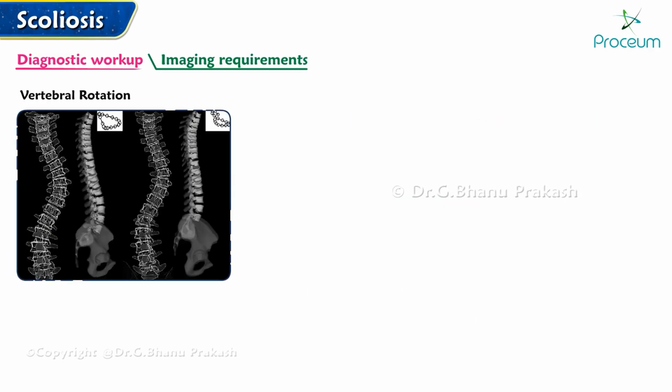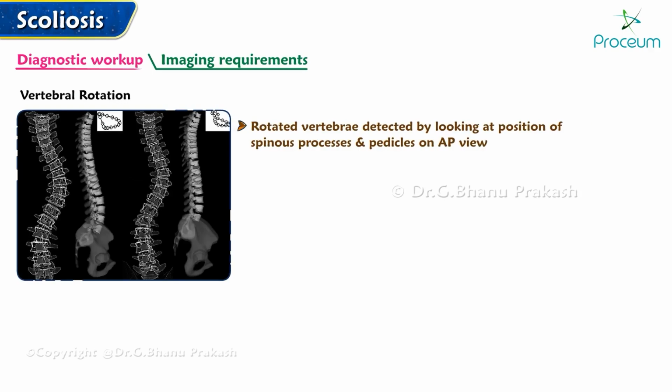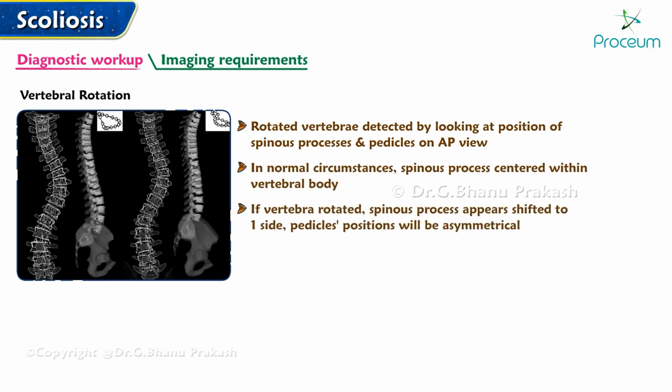Vertebral rotation. Rotated vertebrae can be detected by looking at the position of the spinous processes and pedicles on the AP view. In normal circumstances, a spinous process is centered within the vertebral body. If a vertebra is rotated, the spinous process appears shifted to one side, and the pedicle's position will be asymmetrical. In addition to these general features, specific types of scoliosis may present characteristic radiological findings.